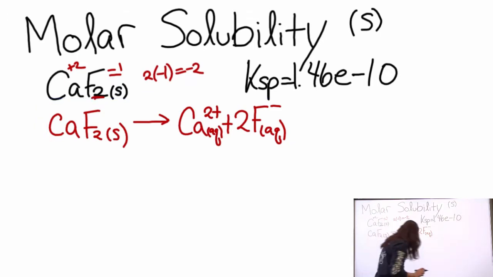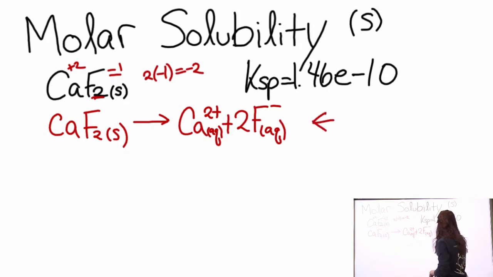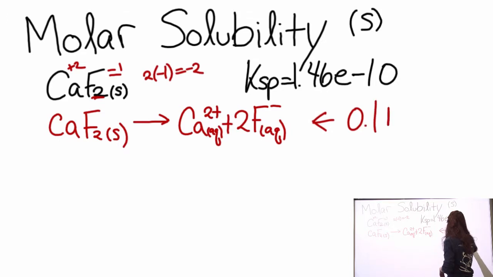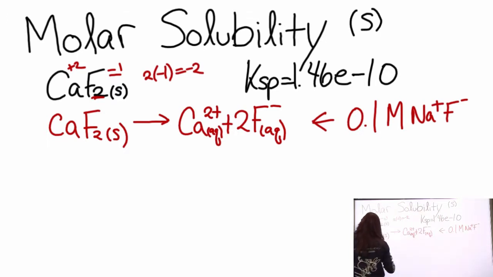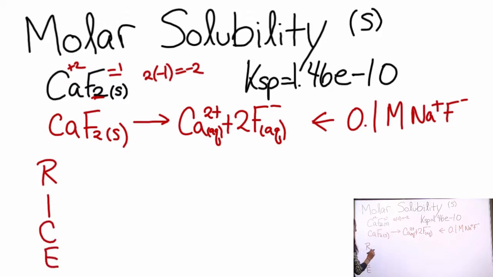So the next thing that you want to do, we're actually going to assume that this is in a solution of 0.1 molar Na+ fluoride, or sodium fluoride. So that means that there's already some fluoride in the solution before we actually add our solid to it. So the next thing that you want to do is make an ICE table. So again, this stands for initial conditions, your change, and your equilibrium. So you're going to do this for your 2 ions that you have: calcium 2+ and fluoride -.